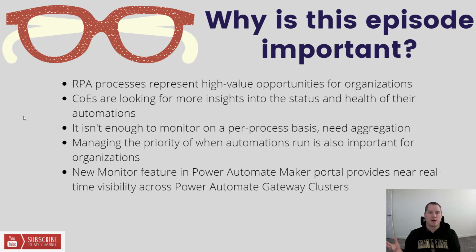And so this is the opportunity with the new feature called Monitor inside of the Power Automate Maker portal, which allows us to aggregate the processes that we have access to and gain some visibility across those. Another feature included in here is the ability to manage the priority of your executions when it comes to your gateway clusters. Now, a cluster can contain one or more nodes, but the whole idea of being able to push that very time-sensitive job ahead of other jobs that may not be as time-sensitive is hugely important and also part of this new capability.